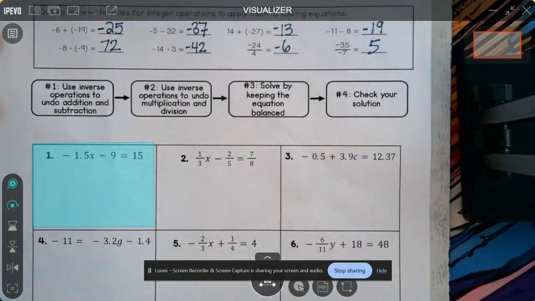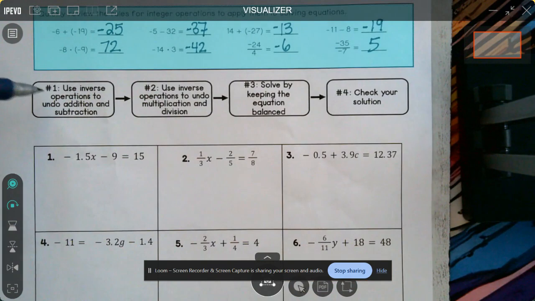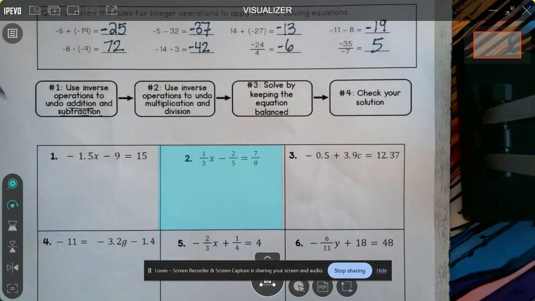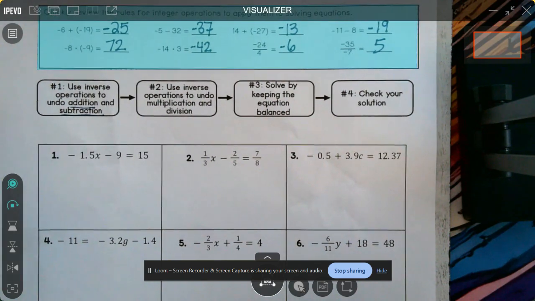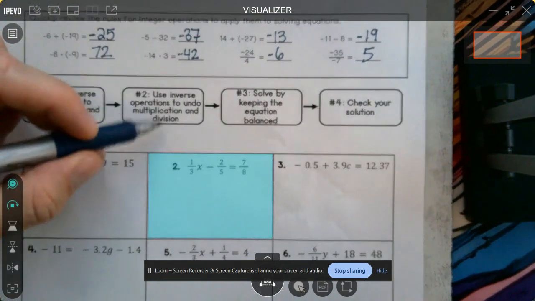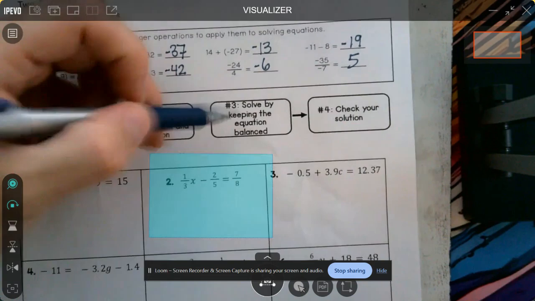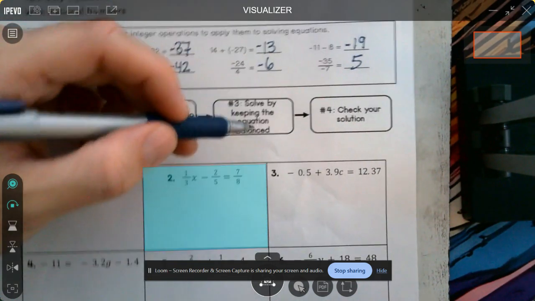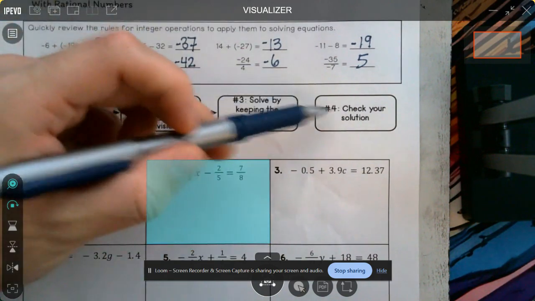The first step to solving two-step equations with rational numbers is, 1, use inverse operations to get rid of addition and subtraction. Same rules as yesterday in 4.2. We have to get rid of addition and subtraction before multiplication and division. Then step 2, get rid of multiplication and division using inverse operations. Step 3, then we can solve, making sure we keep our ship balanced, or our equation balanced. We don't want to sink our ship, homies. And then number 4, check your solution.